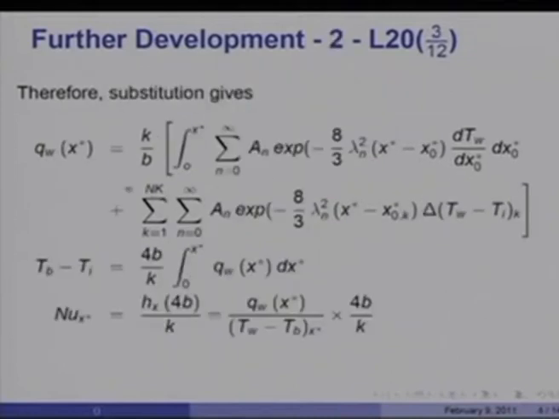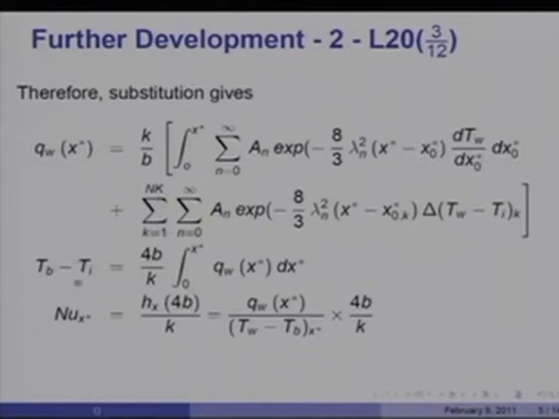So, q w x star would become k by b, integral 0 to x star, sum over n equal to 0 to infinity, and this function which is written for x star minus x naught star dT w by dx naught star, and this would be for the discontinuous part. The summation goes from n equal to 0 to infinity over n, and for the number of steps k equal to 1 to n k.